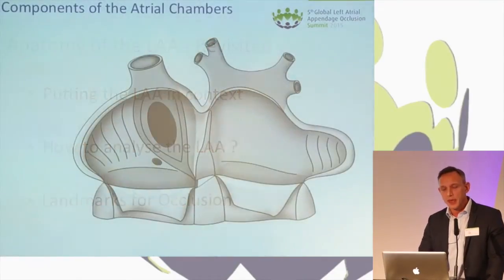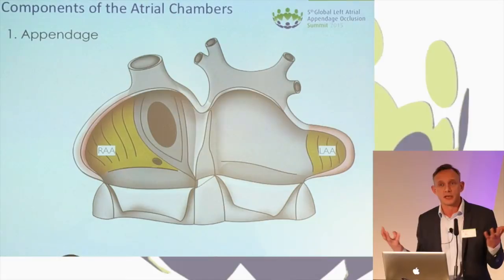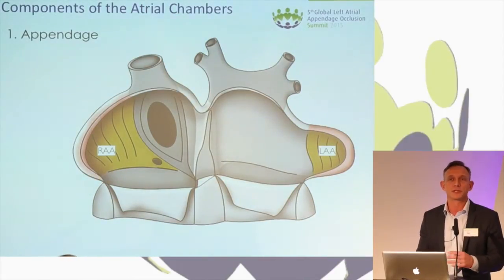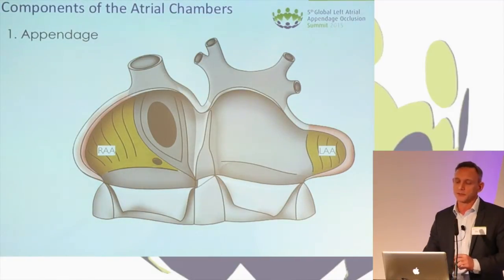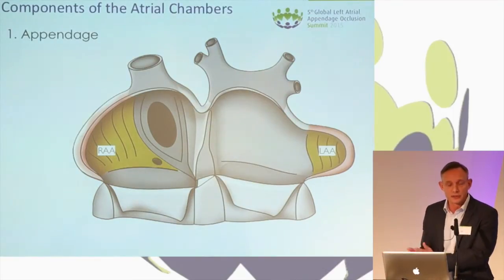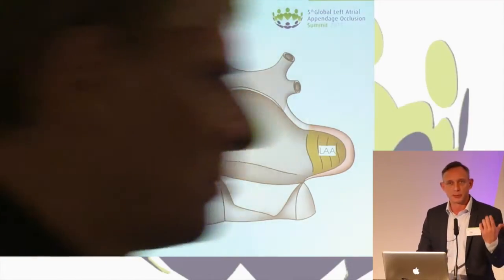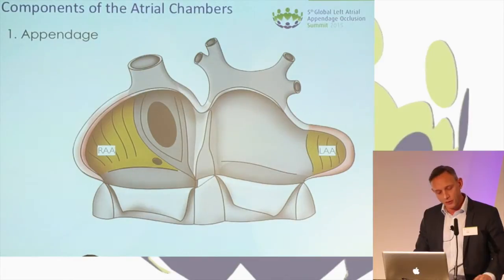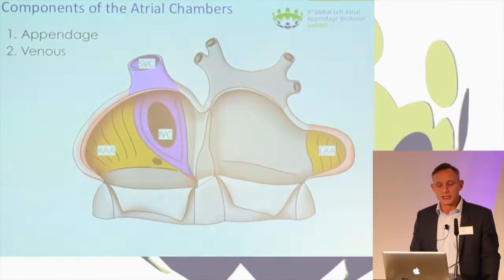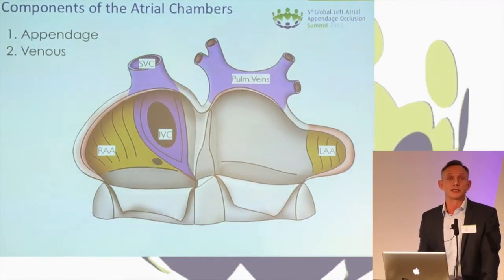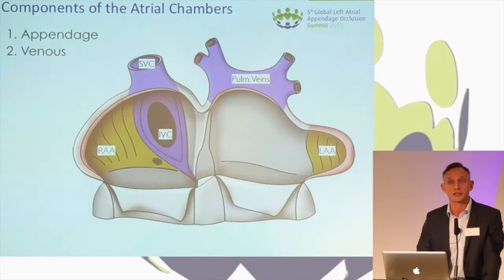left atrial appendage. So if we think about the appendages in terms of the rest of the components of the atriums, in fact, all of the components of the atriums are relevant to left atrial appendage occlusion. So we're going to be talking about the left atrial appendage, which is usually the smaller of the two. The right atrial appendage occupies a much larger proportion of the right atrium itself. The veins are important, of course, venous access to the right atrium. The pulmonary veins, of course, can vary in their position with respect to the left atrial appendage. We're going to look at that as we go through.